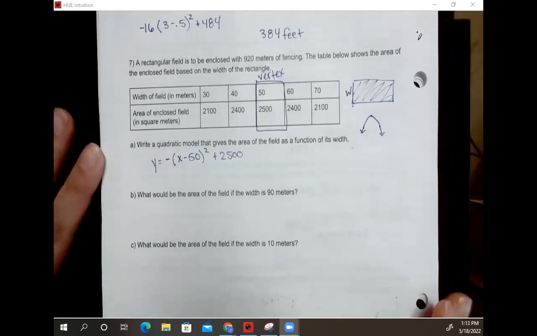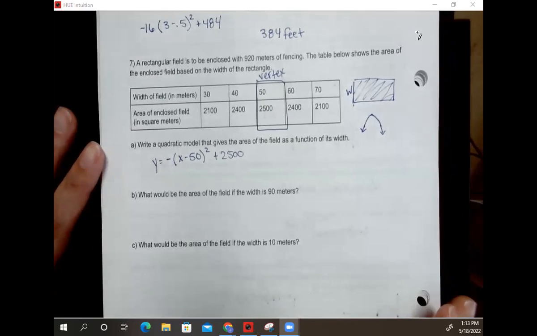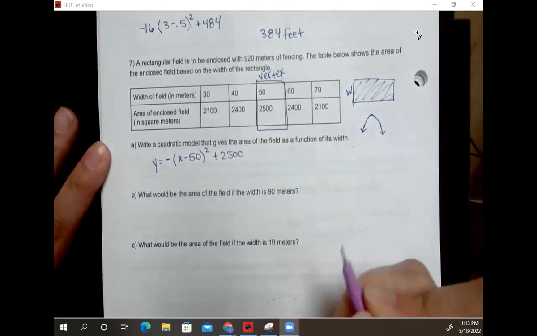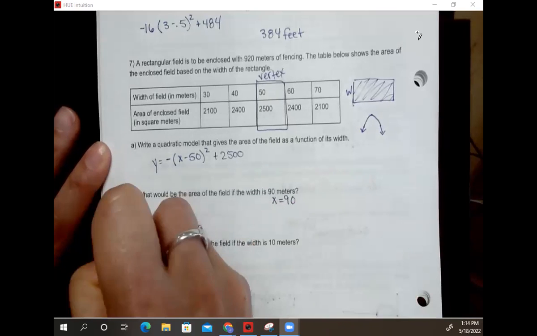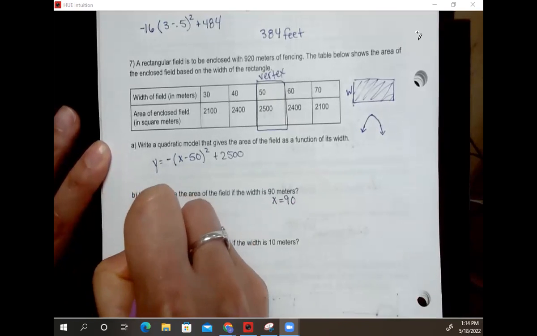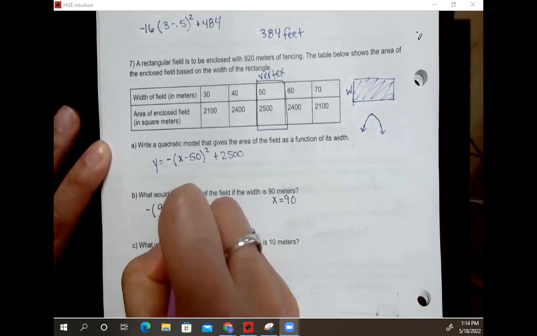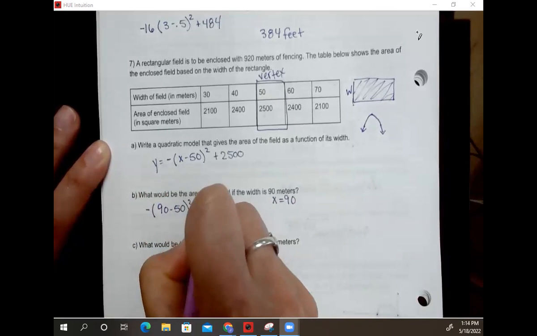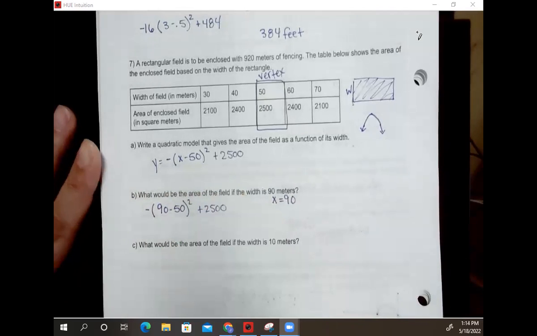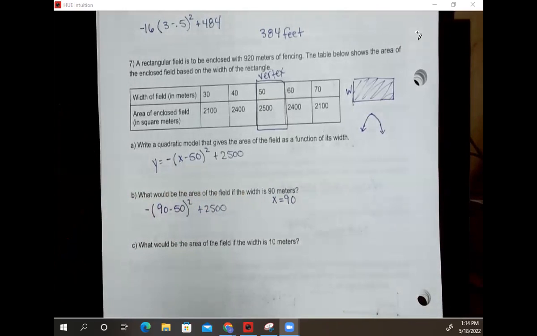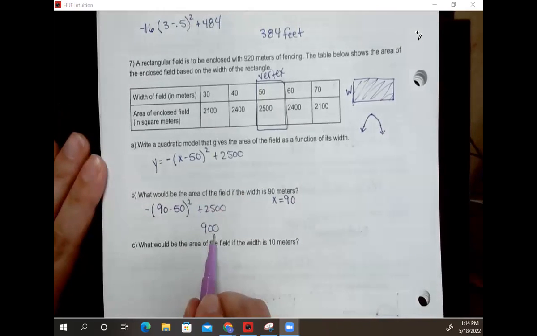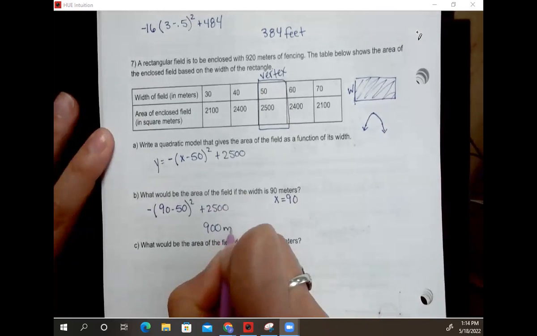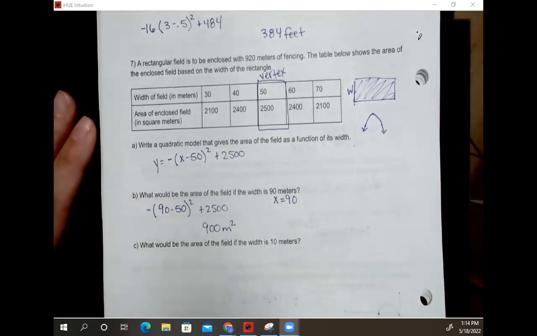Now for B, we're going to use our model to figure out the area if the width of our field is 90 meters. So width is our x. We're going to let x be 90. So you can go ahead and plug this into your calculator. Be careful with your signs and your parentheses and your square. So you can simplify that in your calculator and tell me what you get. You got 900. And so this is an area, right? So that would be meters squared. Good.